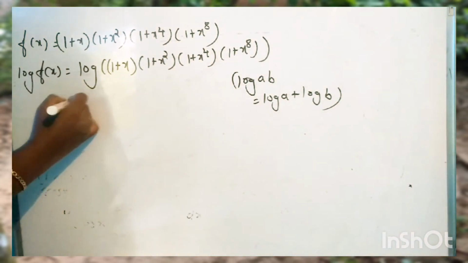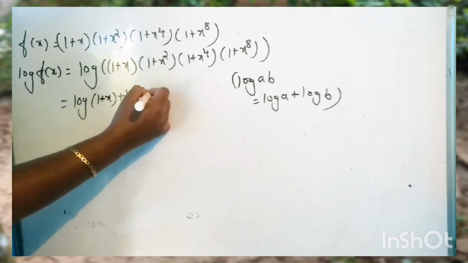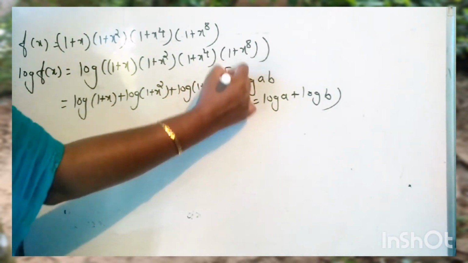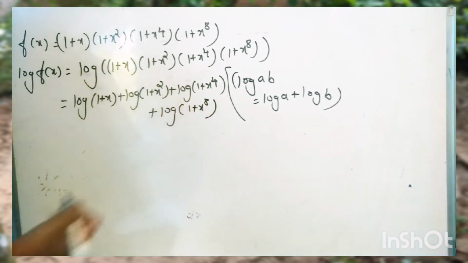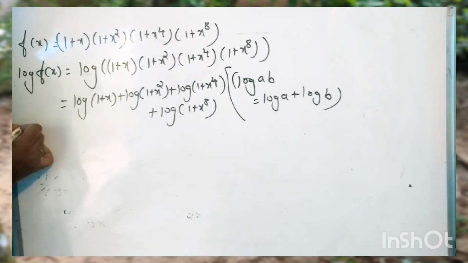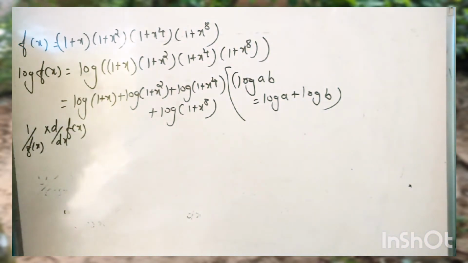Then this we will get as log of 1 plus x plus log of 1 plus x square plus log of 1 plus x raised to 4 plus log of 1 plus x raised to 8. Now differentiate on both sides with respect to x. Then the derivative of log of f of x is 1 by f of x into d by dx of f of x.